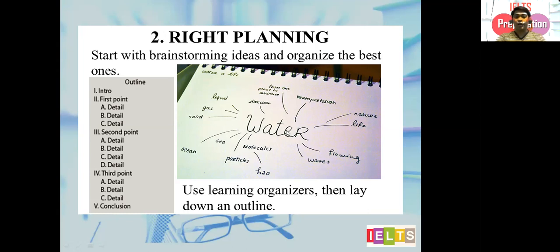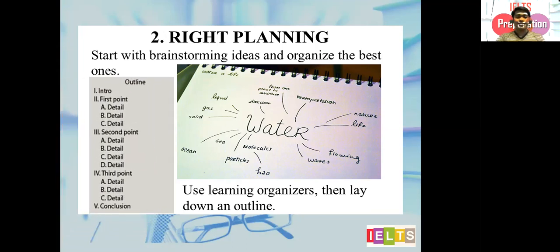Put them together. I write them down on the paper and then put them together so that you can come up with your outline. So it is also important that you know how to use learning organizers. This one that I have shown you here is an example of a learning organizer. You can Google what are the different learning organizers to help you organize your thoughts. Because out from this learning organizer, you are going to organize your ideas, put together the best ones, so you could lay down an outline.